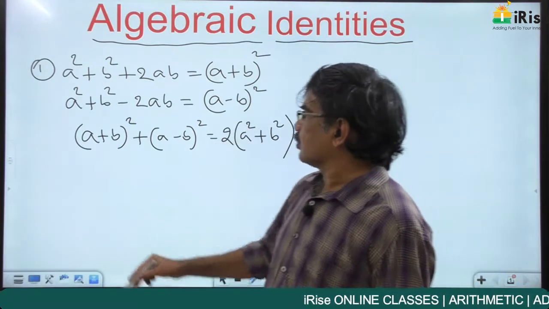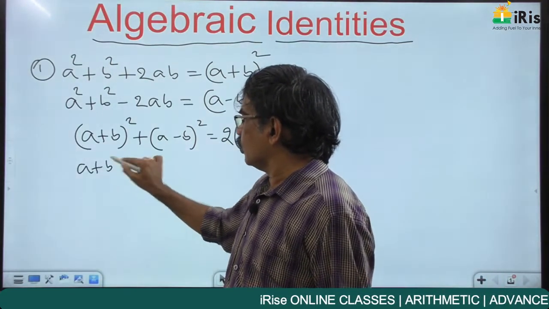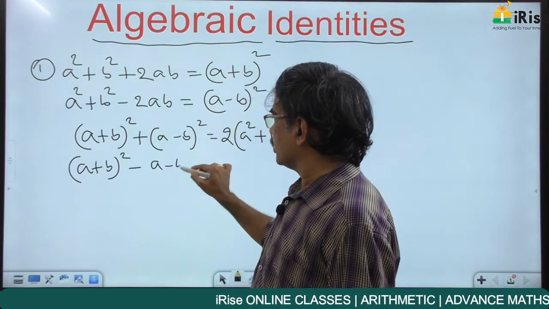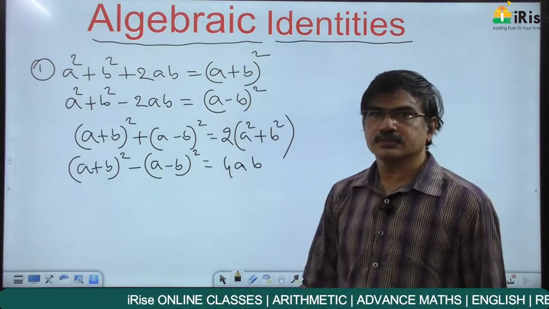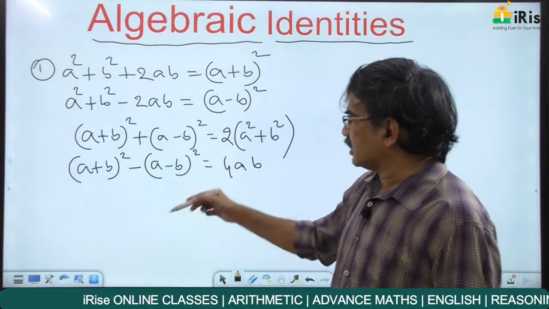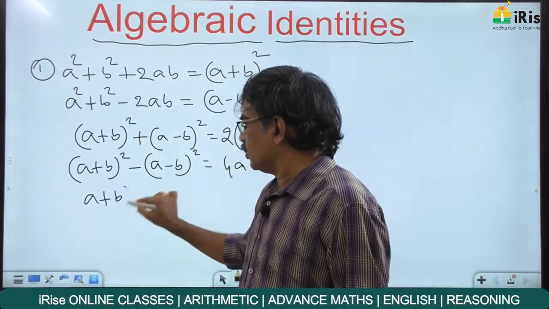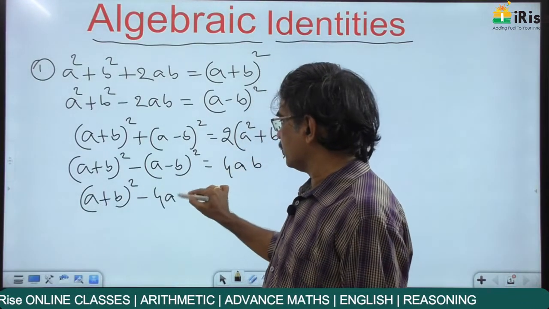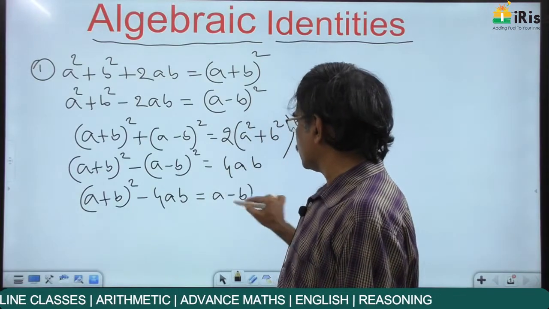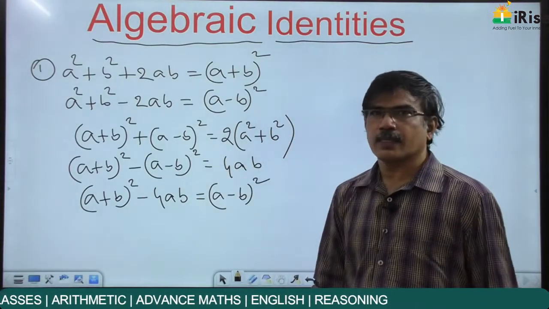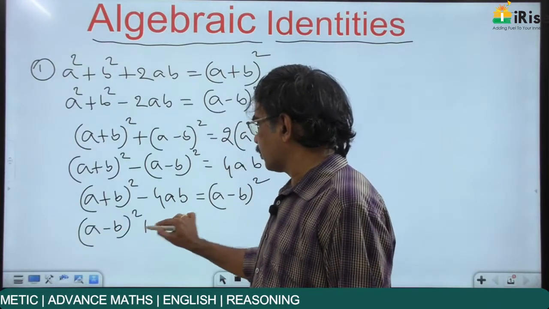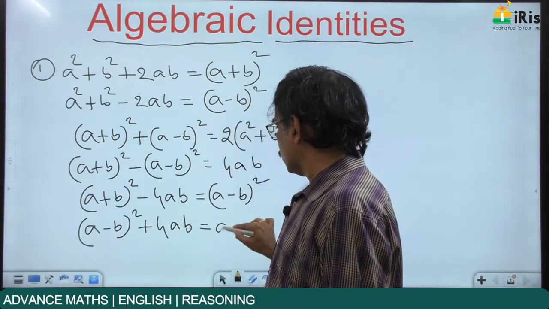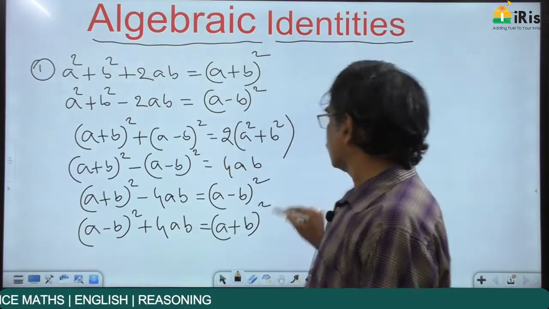This minus this, subtract. What is (a plus b) whole square minus (a minus b) whole square? This is equal to 4ab. From this we can write it as (a plus b) whole square minus 4ab is equal to (a minus b) whole square. And similarly, (a minus b) whole square plus 4ab is equal to (a plus b) whole square.